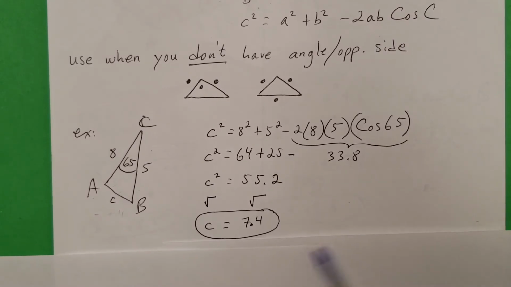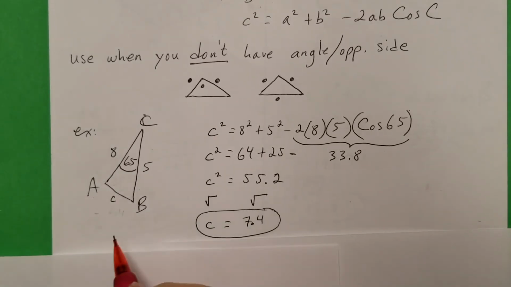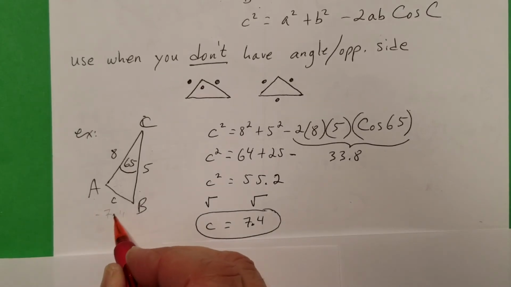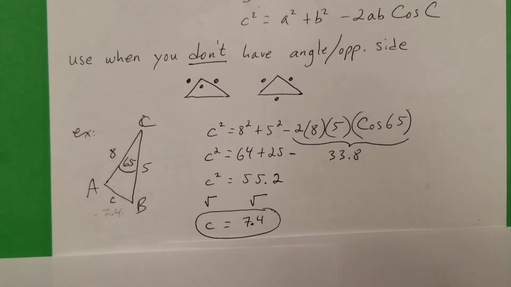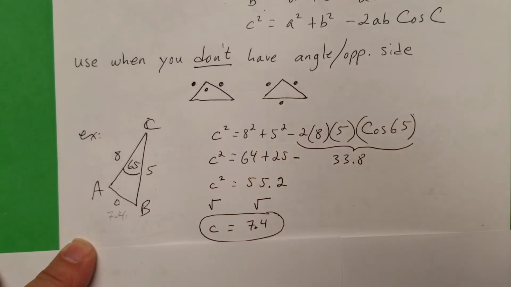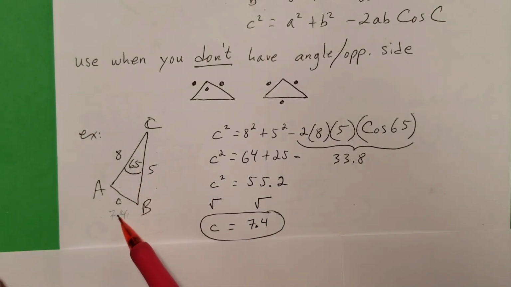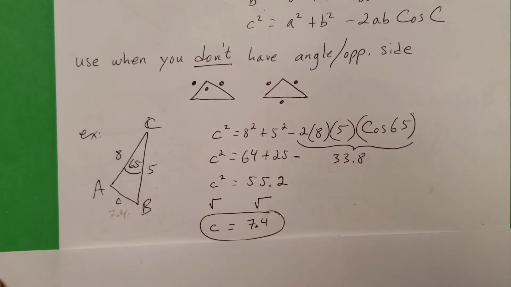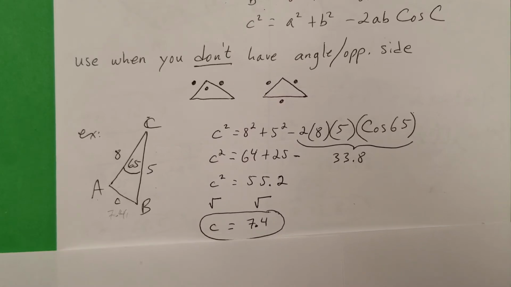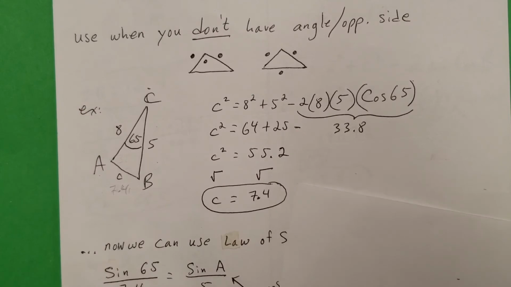Right? So now that I know this is 7.4, look what I have. I have an angle and an opposite side. So now that I have 7.4, I can use the sine formula. So let me not use this again because this is longer. Let me go back to the sine formula. Now we can use the sine law.